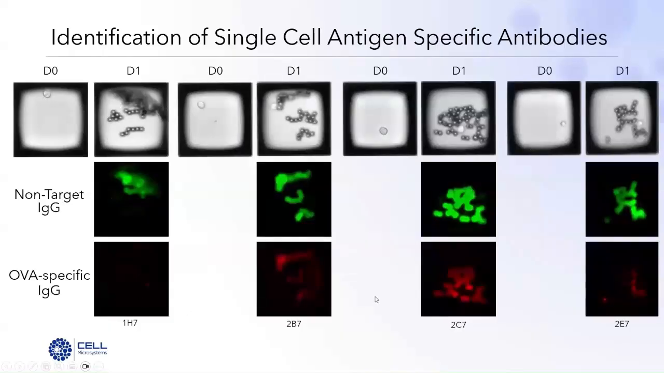In contrast, I think it's quite clear that these B cells shown here in these other three examples are secreting OVA-specific IgG, as evidenced by the presence of that red signal being captured onto the beads. And interestingly, even within these three different B cells, we can see varying degrees of antibody production, even amongst the three different specificities.